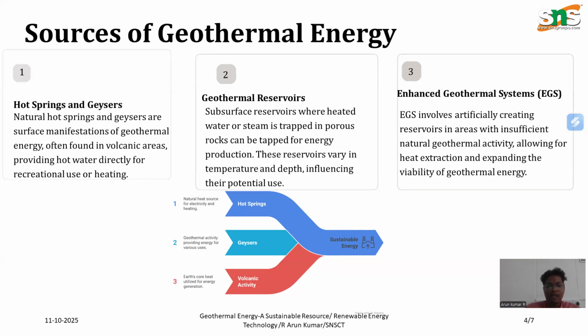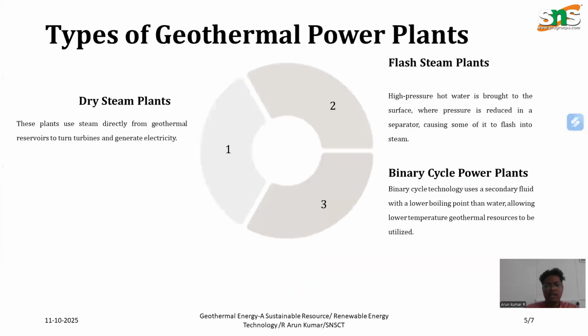Hot springs, geysers, and volcanic activity come under sustainable energy. Then we move to EGS, which involves artificially created reservoirs in areas with insufficient natural geothermal activity, allowing heat extraction and expanding the viability of geothermal energy.